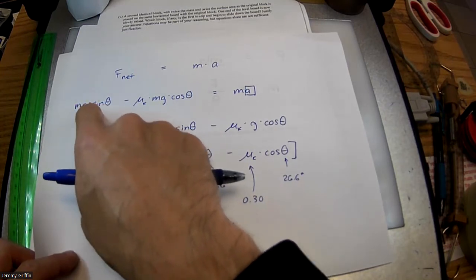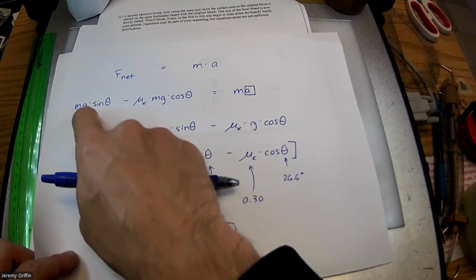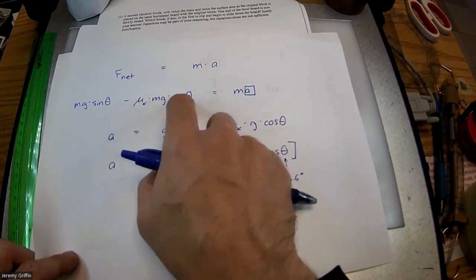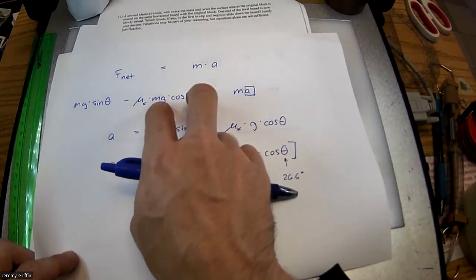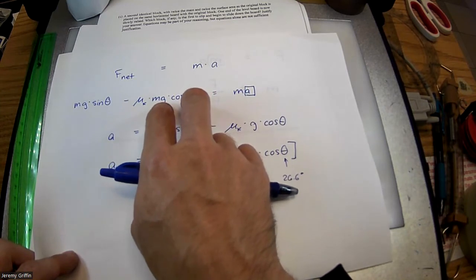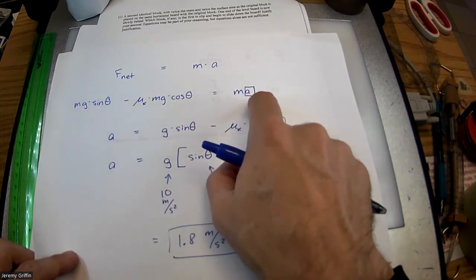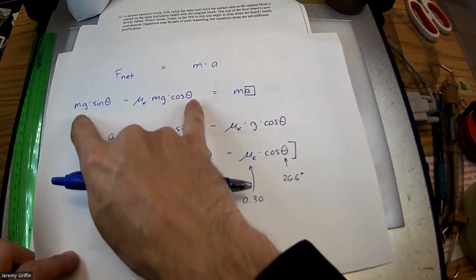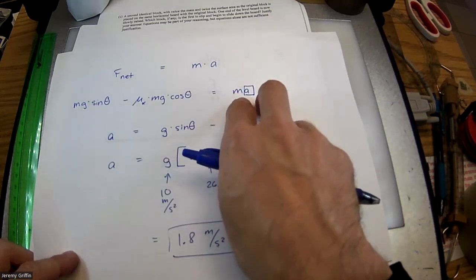There's the sine component, the weight pulling it down. Say, hey, let's accelerate down the incline. And here's coefficient of kinetic friction now times the normal force. Look, normal force I substituted in mg cosine theta, right? And that's what's causing that mass to accelerate, right? This is Newton's second law of motion. Here's your net force equals mass times acceleration, right?